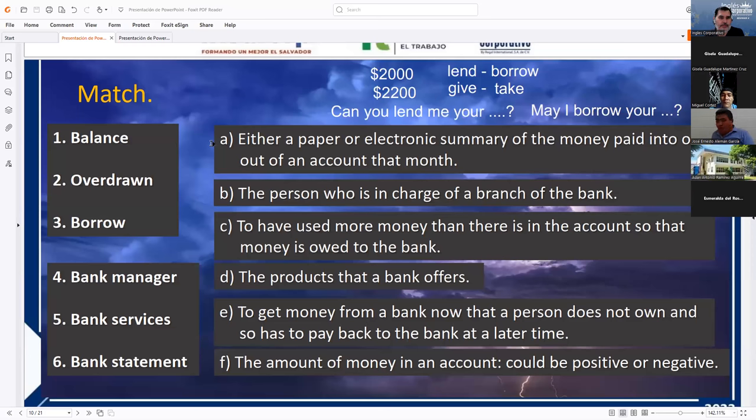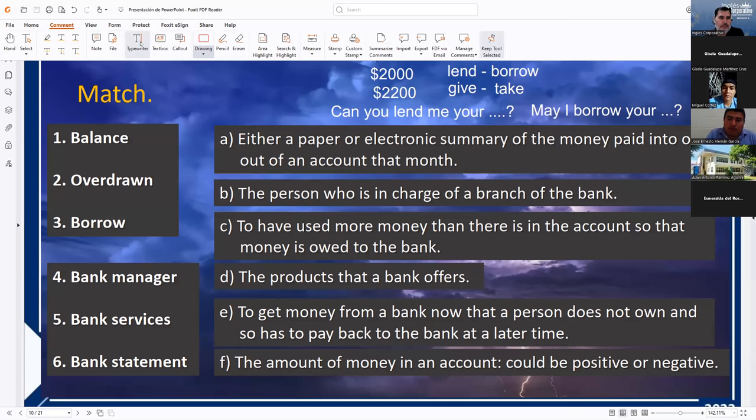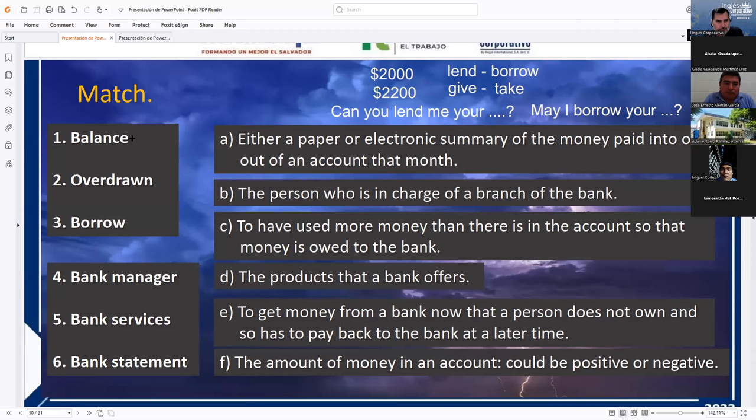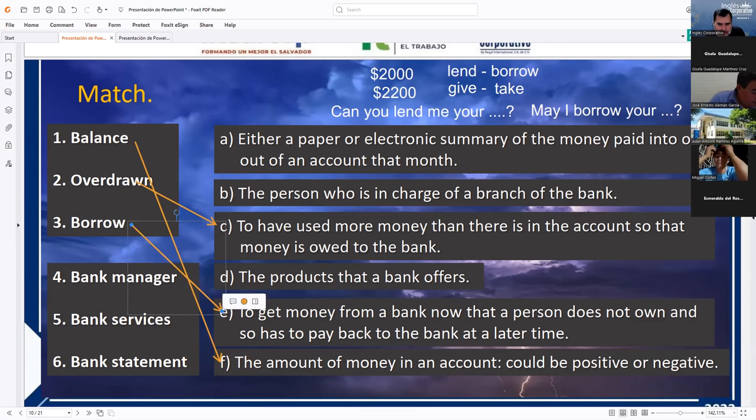So we say like this. Balance is the amount of money in an account, which could be positive or negative. Overdrawn: you have used more money than there is in the account, so the money is owed to the bank. Borrow: to get money from a bank that a person does not own, so has to pay back to the bank at a later time.